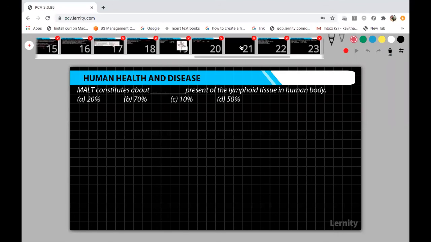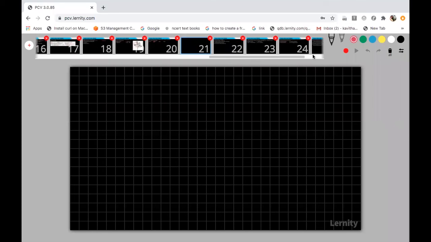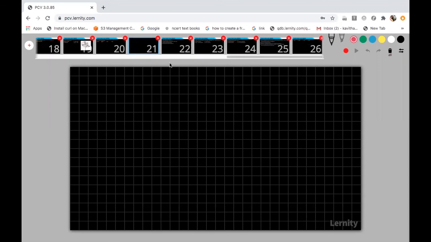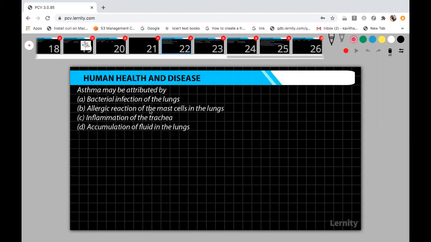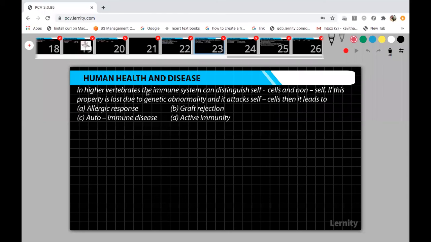Okay. The 21st question. Asthma is because of the allergic reaction of the mast cells in the lungs, because asthma is an allergic disorder. It is not a bacterial infection. It is not inflammation of trachea or accumulation of fluid. Asthma, in the sense, it is an allergic disorder. Okay. In higher vertebrates, the immune system can distinguish self and non-self. If this property is lost due to genetic abnormality and it attacks the self cell, then it leads to autoimmune disease. Okay, autoimmune disease is because your natural killer cells are not able to differentiate self and non-self.